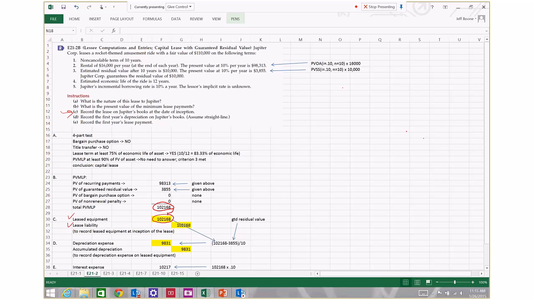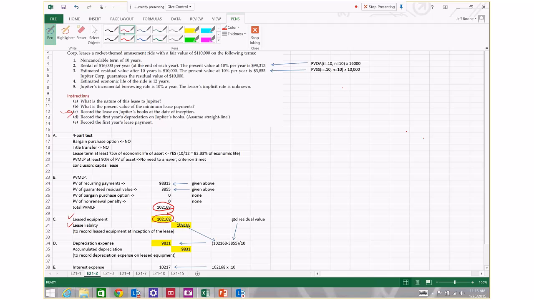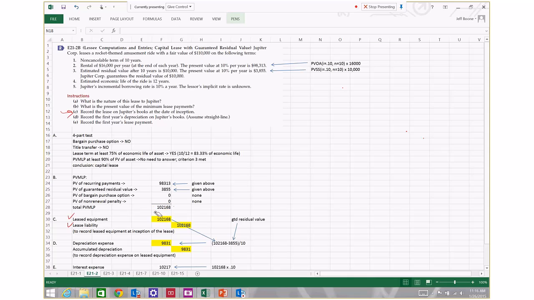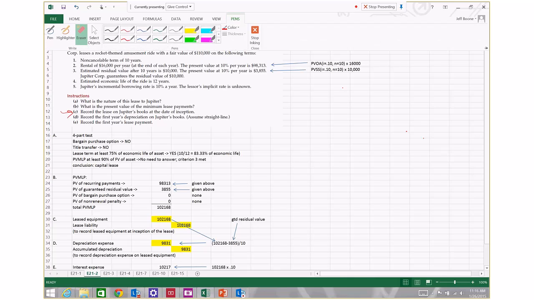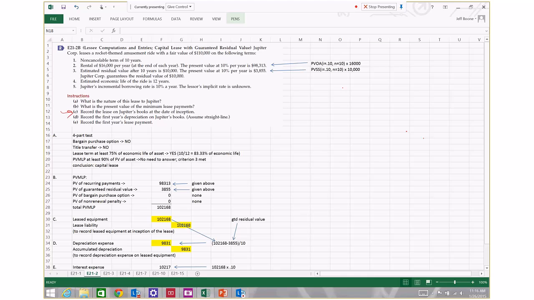So the journal entry is going to be debit leased equipment 102,168, credit lease liability 102,168. Both of those amounts, of course, are representing present value minimum lease payments. Okay, so we've got an asset recorded in our accounting records under property, plant, and equipment equal to 102,168, and we've got a liability here reported in our accounting records at 102,168. And that's the entry that was made at the inception of the lease.